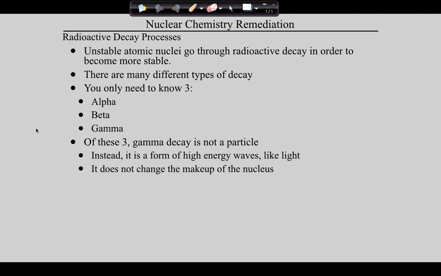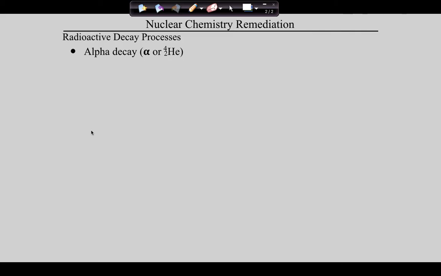The two types of radiation that are particle radiation that you need to know are alpha and beta decay. And so we're going to go over both of those next. We will talk about, first of all, what they are, and then we will get into the details of how they change the nucleus of the atom. So let's talk about alpha decay first.